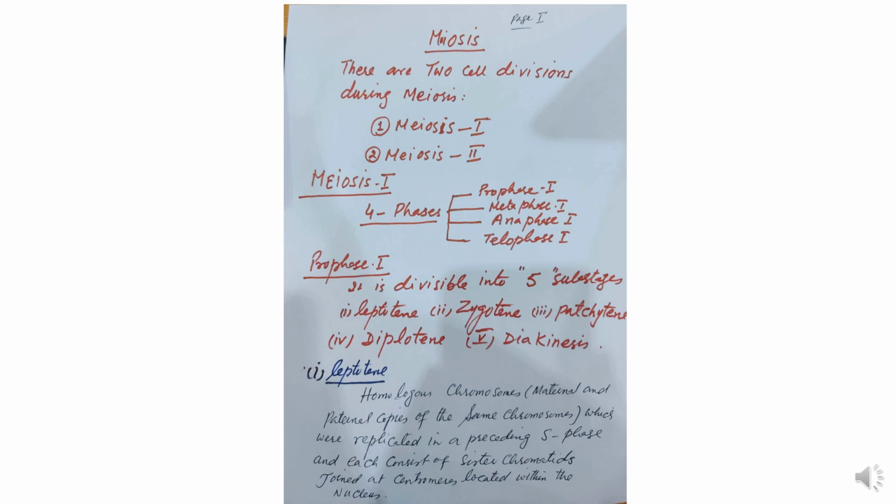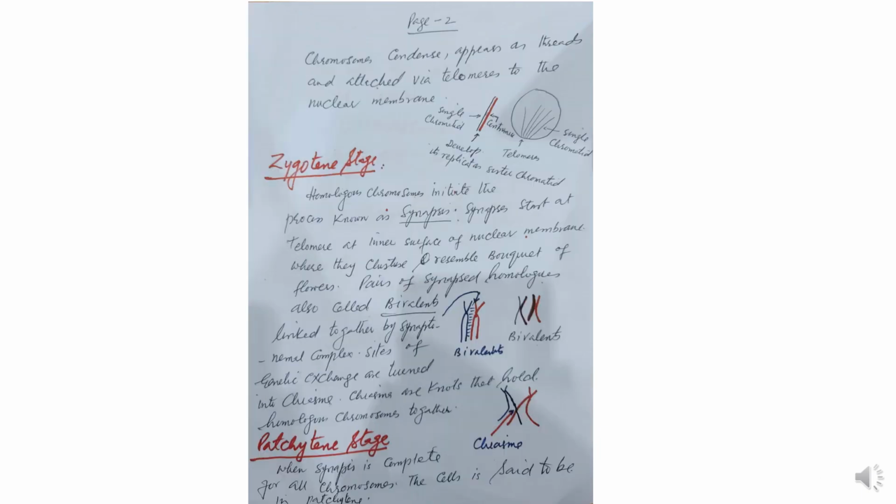So the chromosome number will remain 46. Although the chromatids are 92, the chromosome number is 46. How? Two chromatids together are given the name chromosome. They are joined at the centromere located within the nucleus.